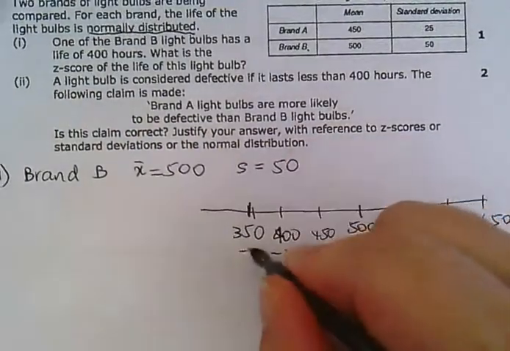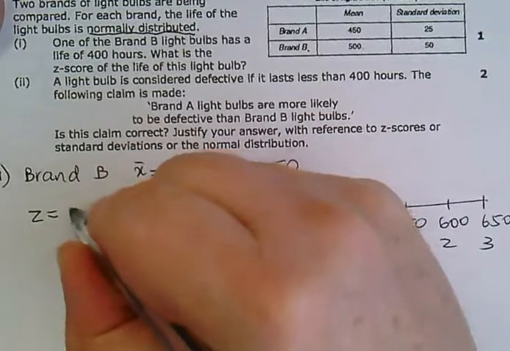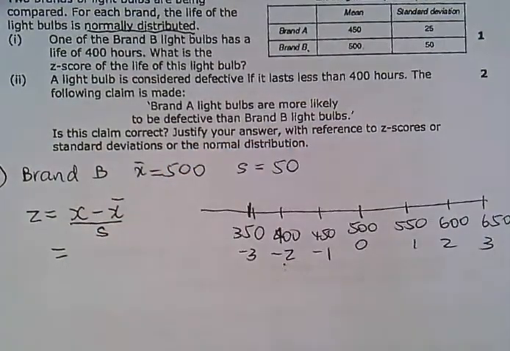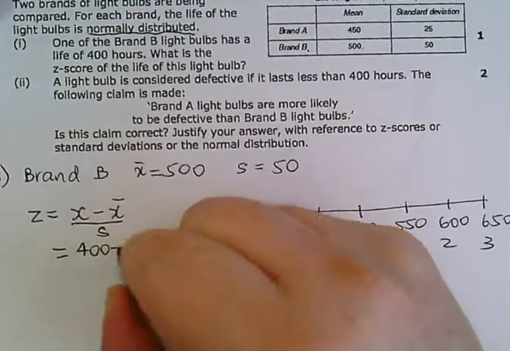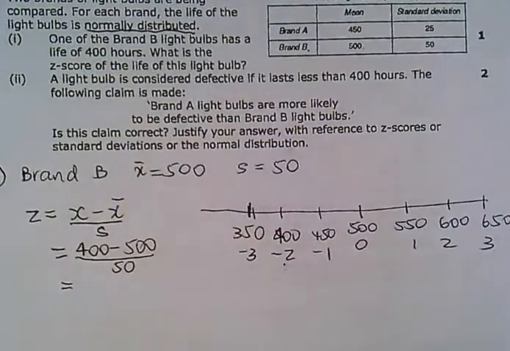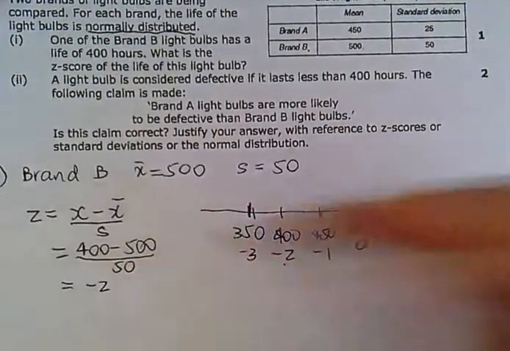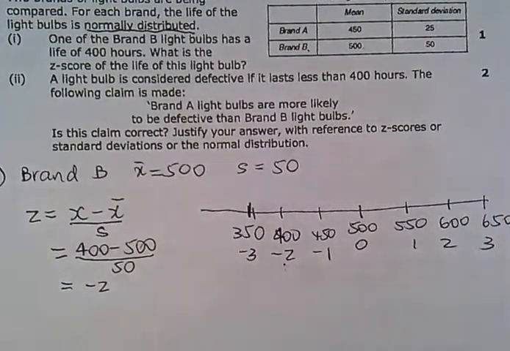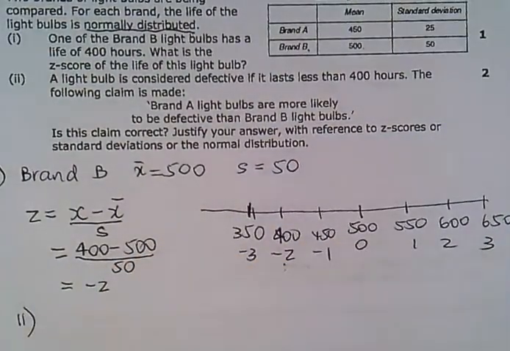It's -2. So if I want that, I can use the formula. Z-score is X minus X bar, or the mean, over standard deviation. So it's 400 minus 500 over the standard deviation of 50. So that's -100 over 50 is -2, which is what we got by just looking at the graph. Okay? Now, part B, or part 2.